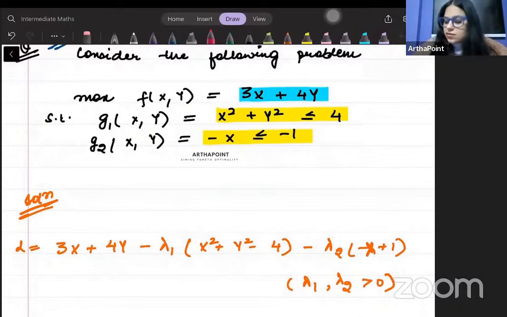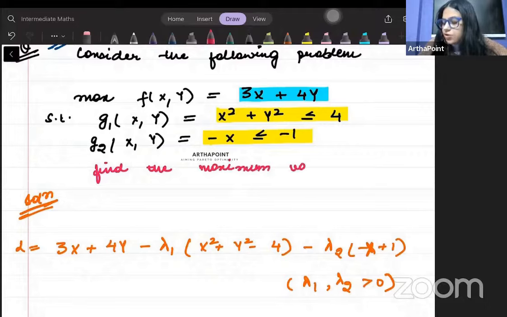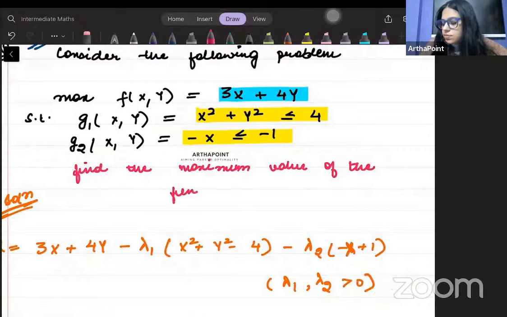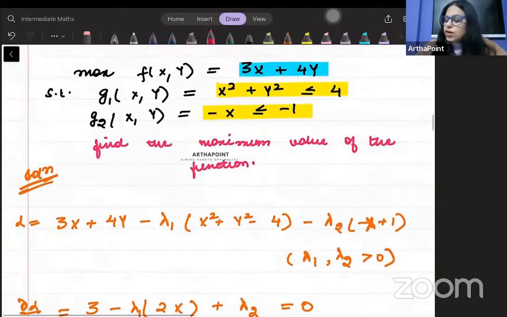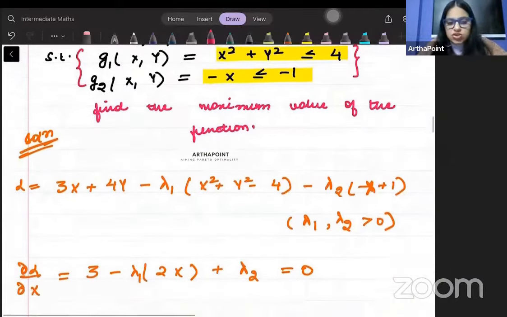Your question is asking to find the maximum value of the function. A question like this will be asked in the exam. It is very, very important from the point of view of your exam. Definitely it will be coming in the exam. Let's have a look. In such questions, wherever you are given a non-linear constraint, how do we solve them?